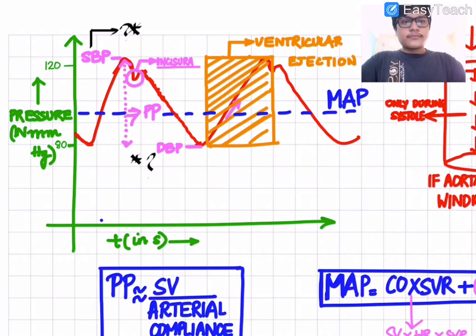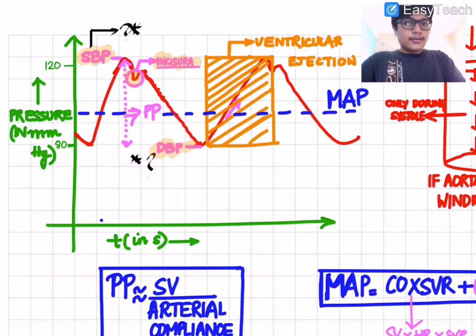So this is the normal tracing of a pressure versus time curve. The curve has a maxima which is termed the systolic blood pressure. It has a minima which is known as the diastolic blood pressure, and it also has this notch over here which is known as the incisura.